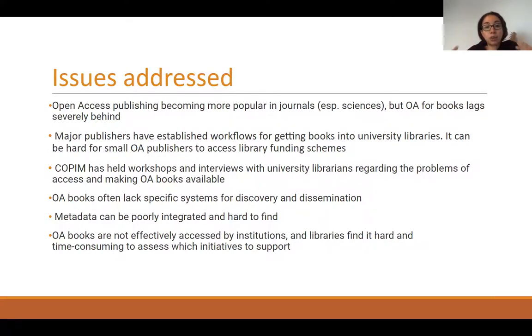So we held workshops and interviews with university librarians regarding the problems of access and making OA books available. They said that they often lack specific systems for discovery and dissemination. The metadata can be poorly integrated and hard to find. So the OA books that there are not being effectively accessed by institutions, and libraries find it hard and time consuming to look at the different initiatives and know what to support and where.